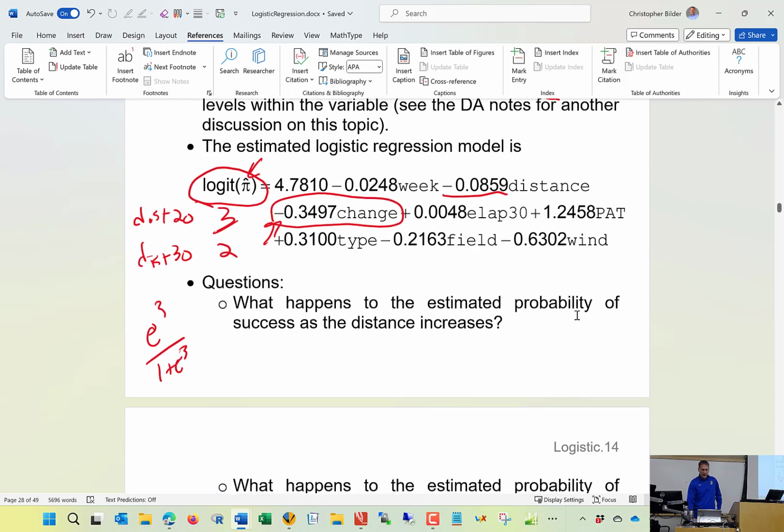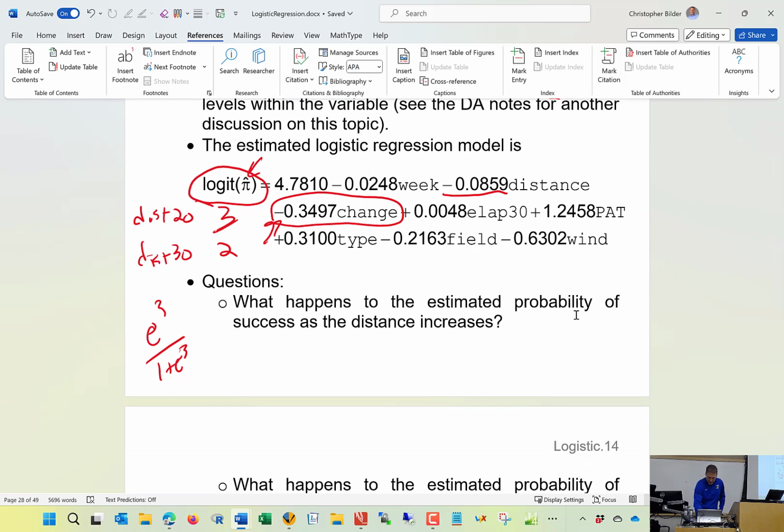So that means if I look at this here, ELAP 30 has a positive value. And I can't say, just because I see that positive value, that as ELAP 30 goes up, the probability of success goes up. I cannot say that at all. Because there's not sufficient evidence to say that if I were to take another sample, I would get the same result.